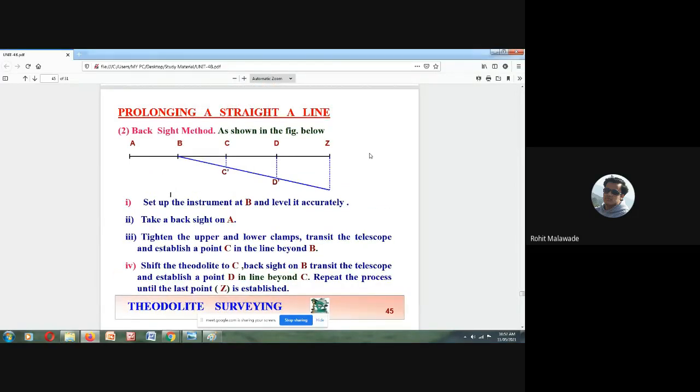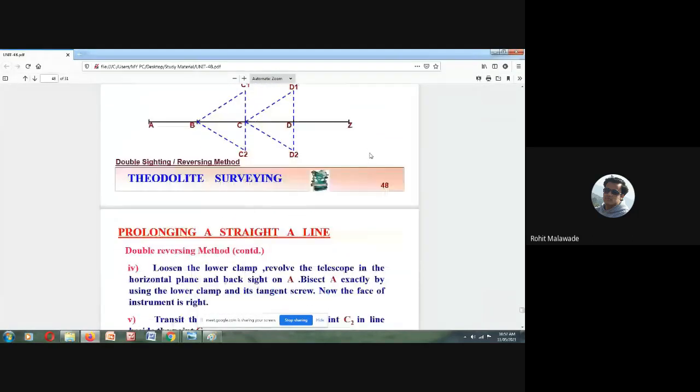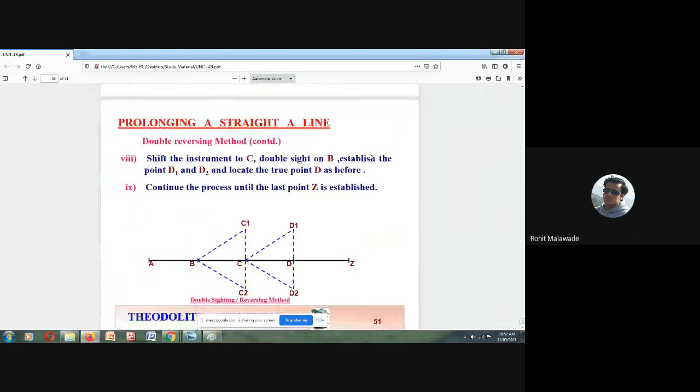So, this is how you are going to prolong a straight line. Okay, this is how you are going to prolong a straight line.